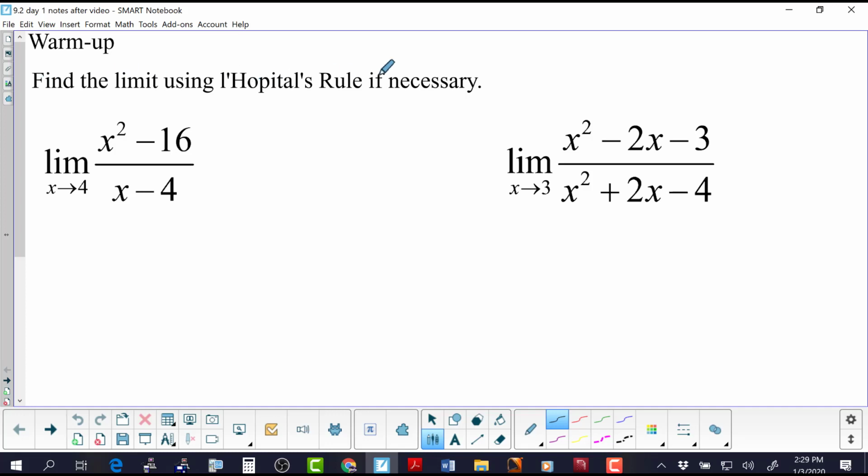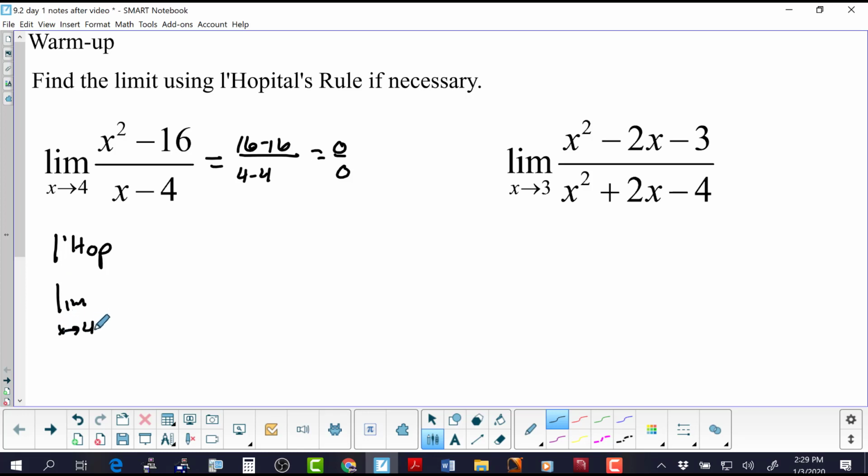Find the limit using L'Hopital's rule if necessary. We have the limit as x approaches 4 of (x squared minus 16) over (x minus 4). When we plug in 4, we get (16 minus 16) over (4 minus 4). We get 0 over 0, which is an indeterminate form. Since this is an indeterminate form, we can use L'Hopital's rule to evaluate this limit.